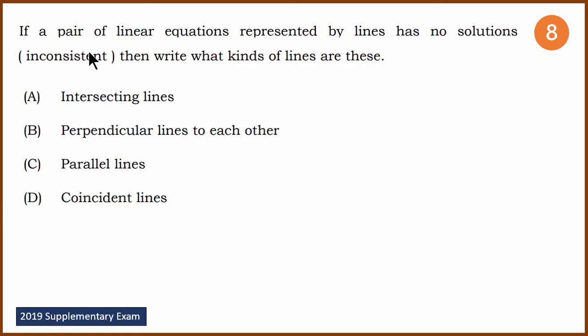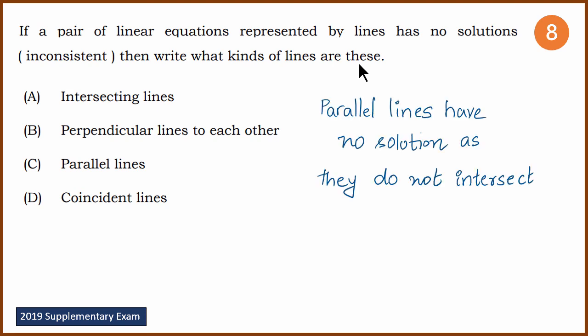Let's look at question number 8. What does it say? If a pair of linear equations represented by lines have no solution, then write what kind of lines these are. If they have no solution, what does it mean? That means they're parallel. Only parallel lines have no solution, as they do not intersect. Every other kind of line has a solution. If it's on top of each other, infinite solutions. If it is intersecting, one solution. If it is parallel, no solution. So the answer is parallel lines.